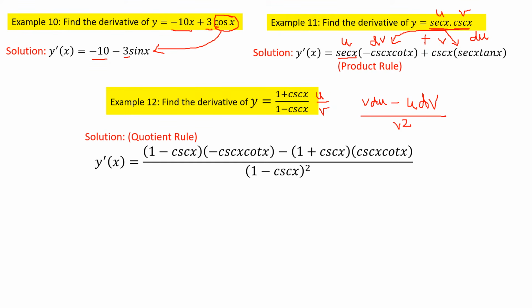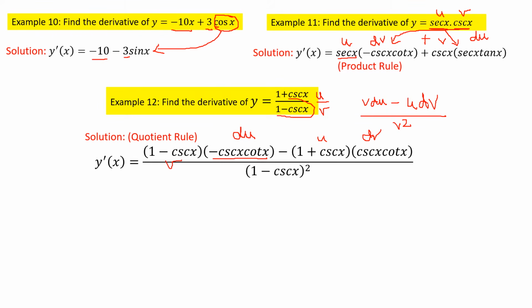So here I am writing v, then this is du, derivative of the function u. What is my function u? My function u is 1 plus cosecant x. So derivative of 1 will be 0 and derivative of cosecant x will give you minus cosecant x cot x. Then as per formula we write minus, write the u term, so this is my u, and then derivative of v. So what is my v? My v is 1 minus cosecant x, this one.